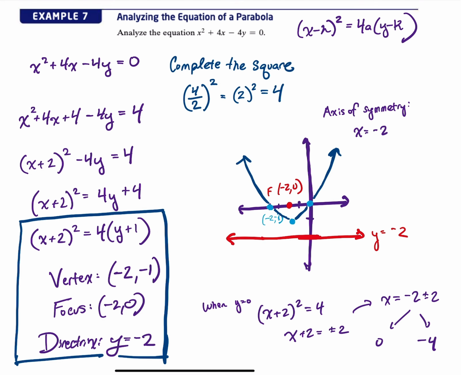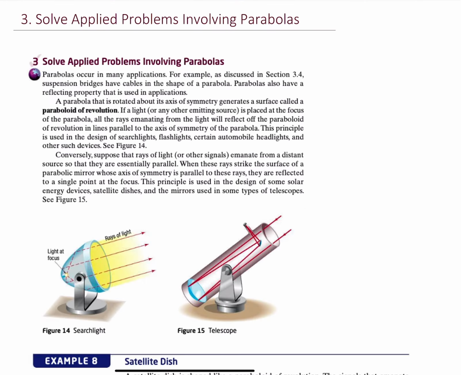All right, the last section just has some applied problems. I think we'll just have one example here. But it gives us a nice description on why the parabola is a useful mathematical object, especially in terms of some physics-based problems. So they say that parabolas occur in many applications. For example, suspension bridges have cables in the shape of parabolas. They also have a reflecting property that is used in applications.